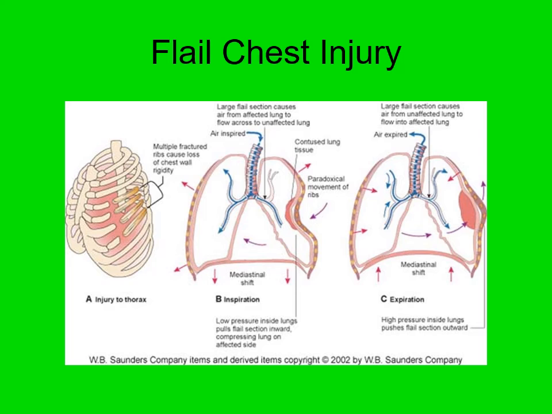So this is showing you a picture of what goes on with this large flail section. During inspiration, the low pressure inside the lungs pulls the flail section inward, compresses the lung on the affected side, and also pushes the air over into the unaffected side. Then a large flail section causes air from the unaffected side to flow into the affected side, and on expiration, high pressure pushes the flail section outward. So it's a cycle which results in hypoxia over time.